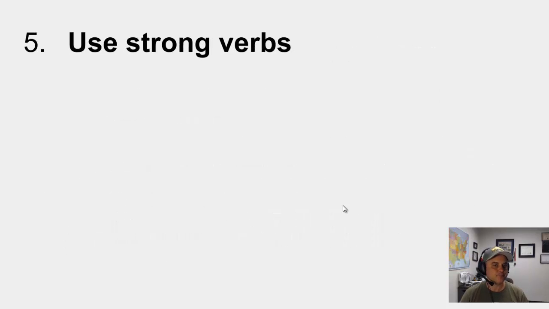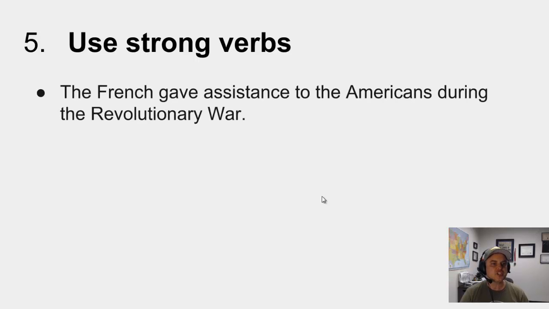Using strong verbs. This is an easy one to fix too. The French gave assistance to the Americans during the Revolutionary War. What happens in a sentence like this is that we're using a word as a noun that could be a verb. Can you spot it? See if you can spot it. What noun in this sentence could be used as a verb?